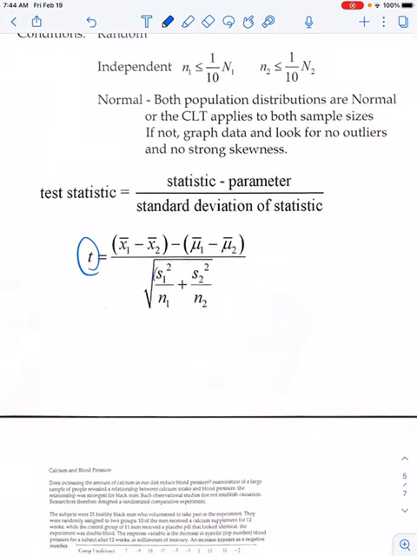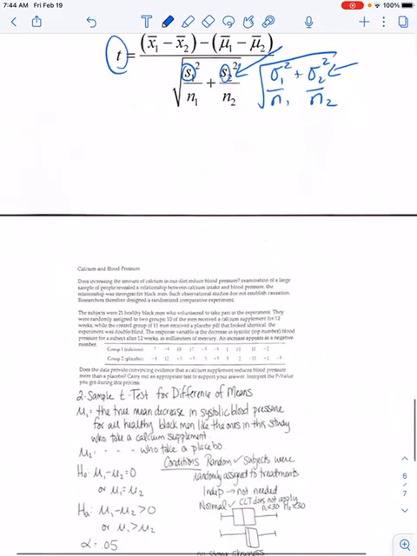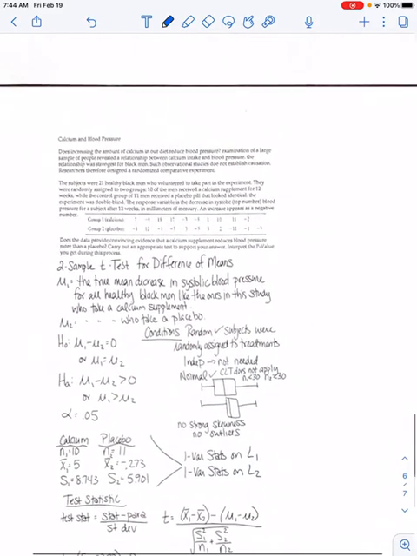This is going to be sigma, because we are going to have population information, I think. If not, then it's going to be S's. So we'll just read and we'll figure out if we have population information or sample information. So we'll figure out which one we need to use. So let's read.